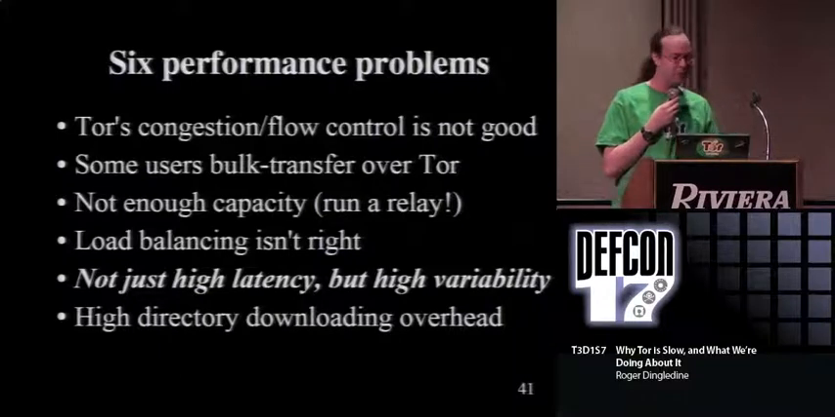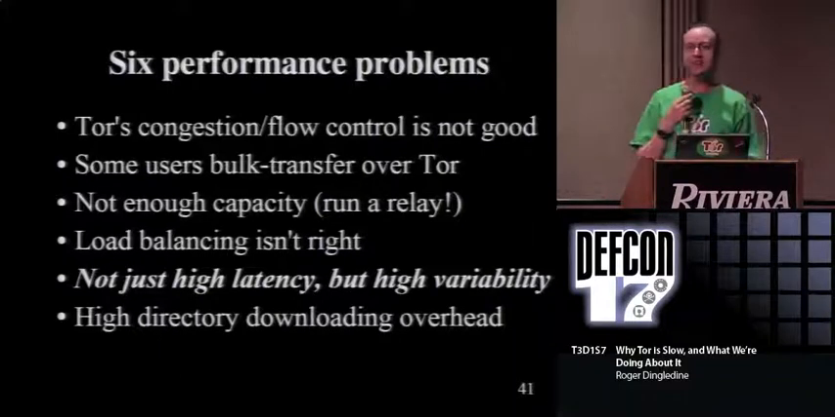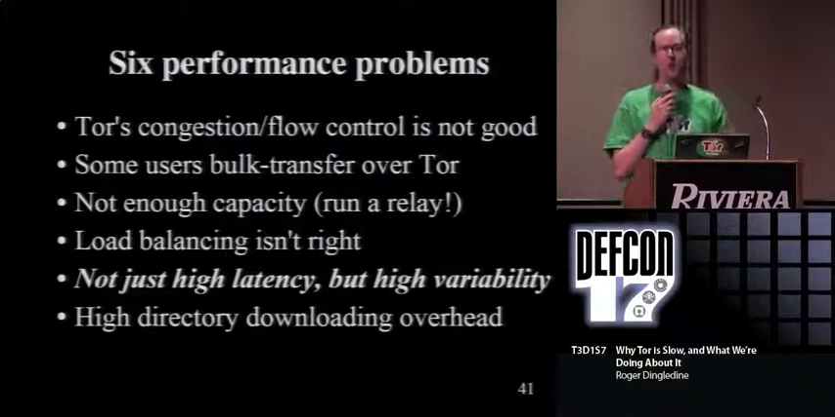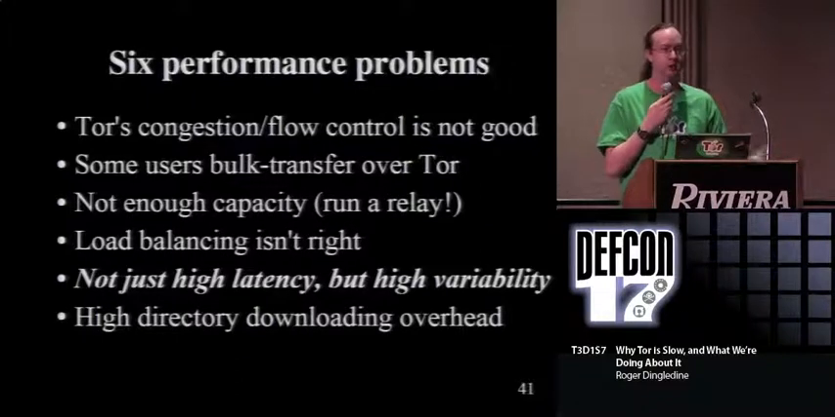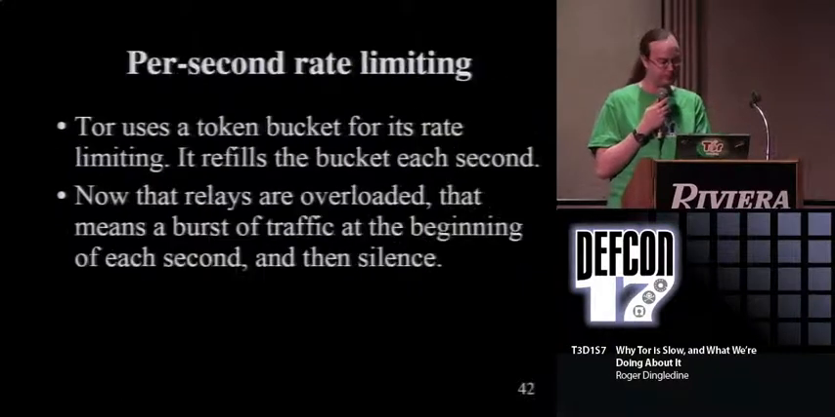Okay, so problem number 5. It's not just the high latency, it's the high variability. I talk to a lot of users who say, Tor is slow, but if I knew it were 8 seconds, and it were always 8 seconds, then I'd be able to predict what's going on. I'd anticipate it. I could go for a coffee if it's going to take longer. The problem is that it's really variable.